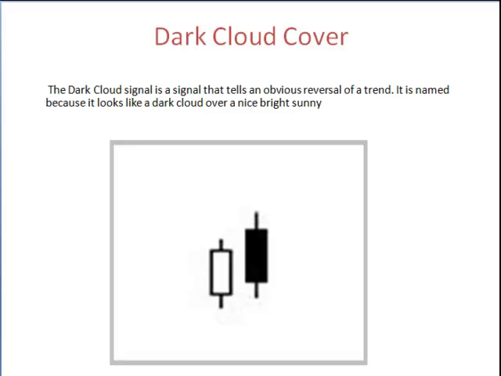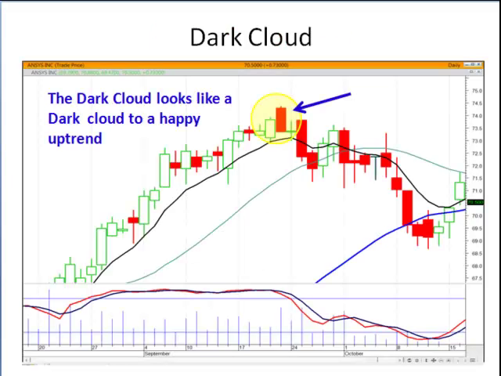Today's training will describe how to use the dark cloud cover as an effective reversal signal for your trading. The dark cloud was named by the Japanese rice traders because it looks like a dark cloud after a strong uptrend. The bulls are happy, the bulls are happy, the bulls are happy. Then all of a sudden you see a dark cloud. That tells you that you're now probably at the end of your uptrend.